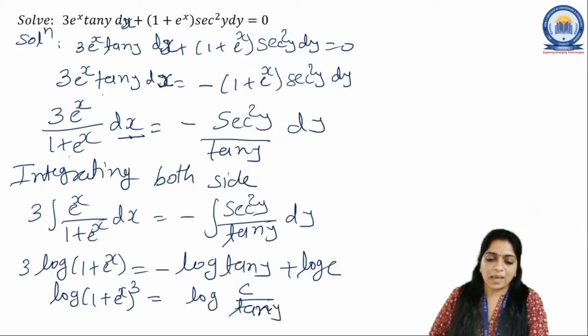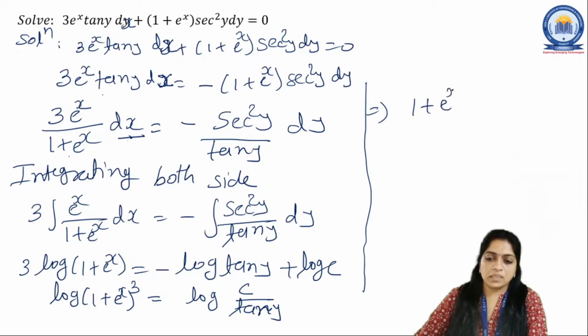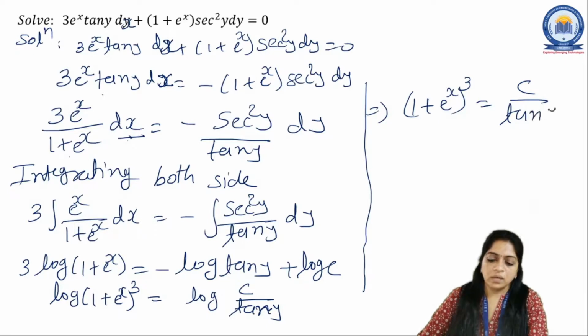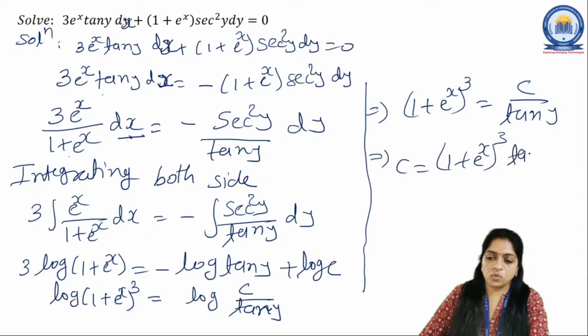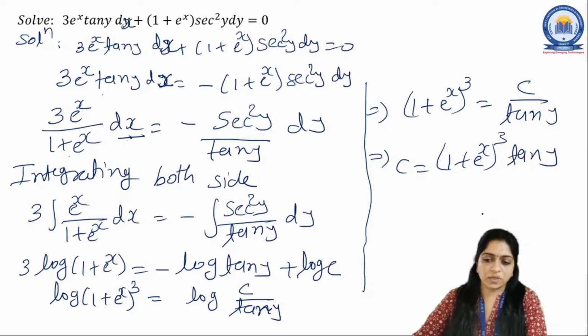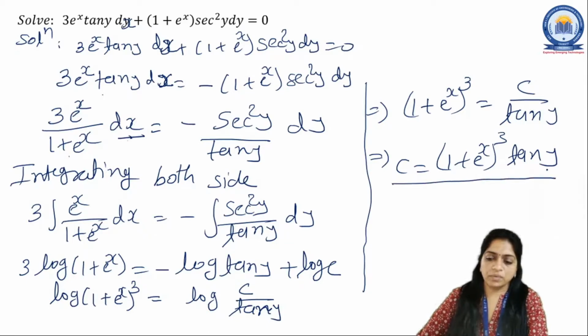So, after applying the logarithm rule, if I take the log from both sides, then 1 plus e raised to x whole raised to 3 is equal to c upon tan y, right? So, what is the value of c? C is equal to 1 plus e raised to x whole raised to 3 into tan y, which is the required solution of the given differential equation. So, this is our solution, right?